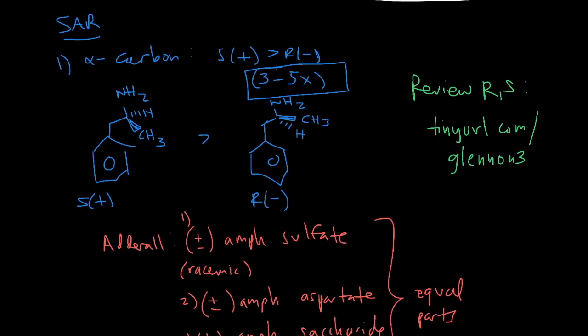Okay, so to begin, there's about five parts to the SAR. We're going to go through each one. Number one, the alpha carbon, which is the carbon right next to the nitrogen. At the alpha carbon, your S isomer is more potent than your R isomer, namely 3 to 5 times more potent. That's a number to remember. I'll show you why later, maybe towards the end of the video.